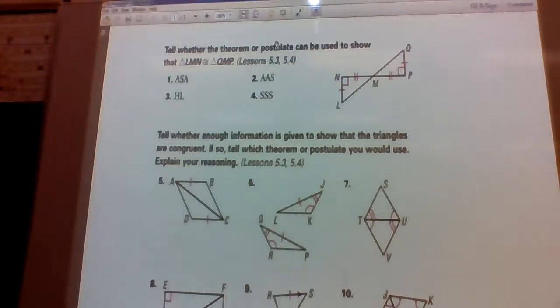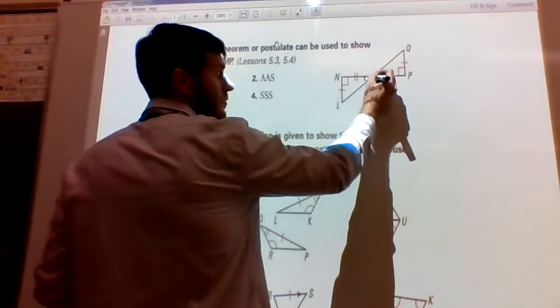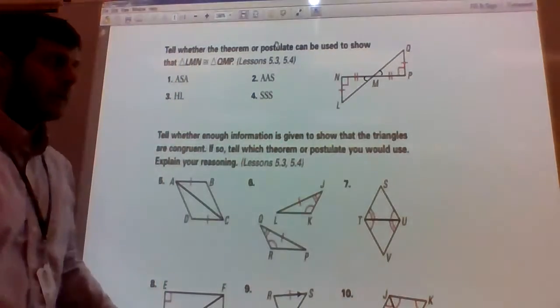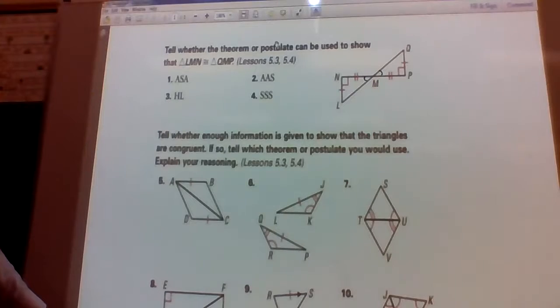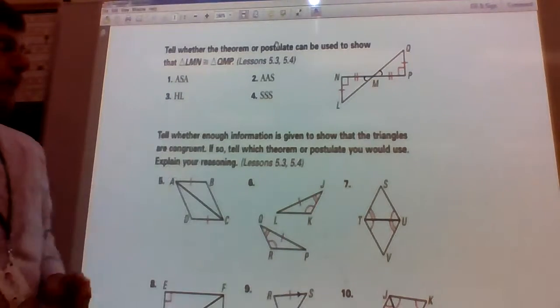The first thing we need to do is take what's given and also add in our shared sides or vertical angles. So we have vertical angles: angle NML is congruent to angle PMQ. Okay, so they're vertical angles there. So we have four congruent parts. Let's see if we can match them to any of our four postulates.